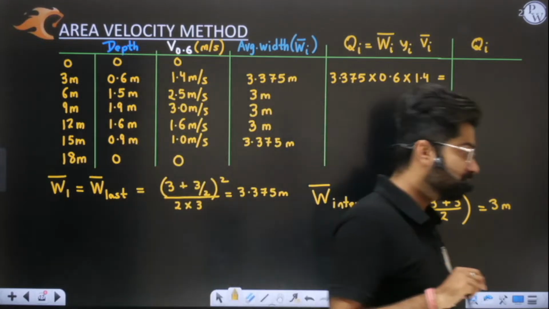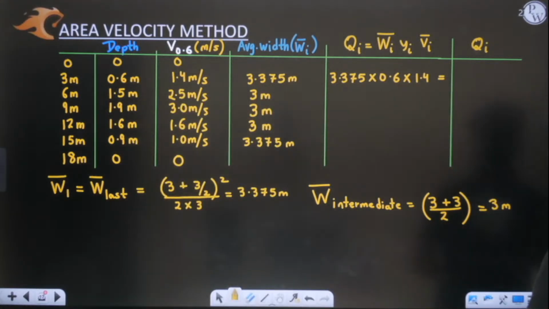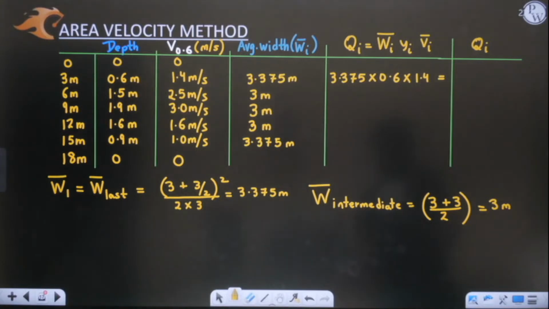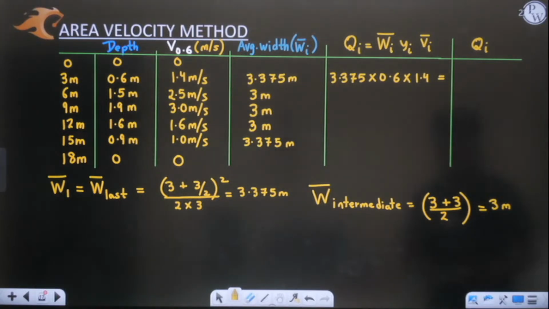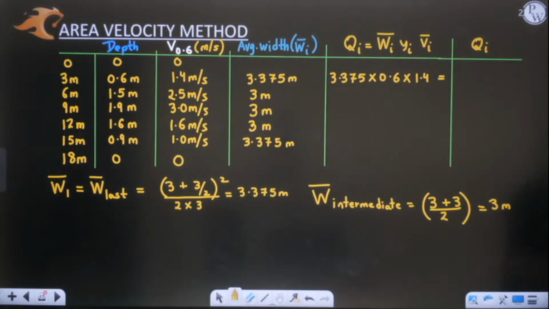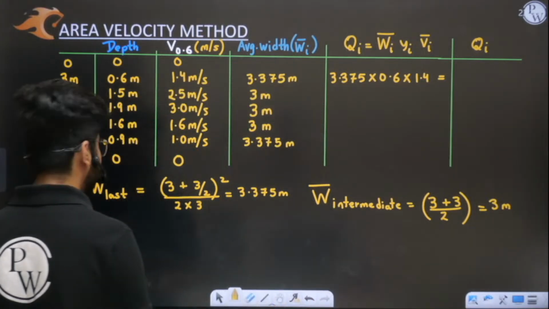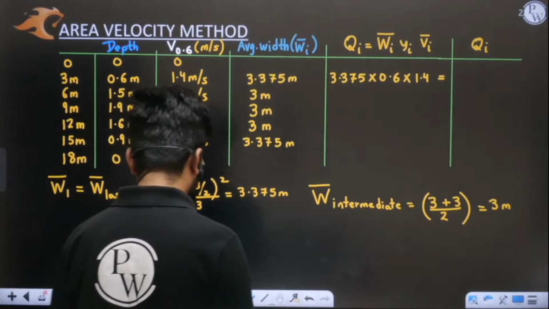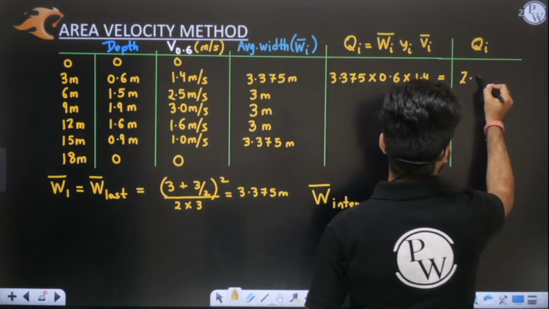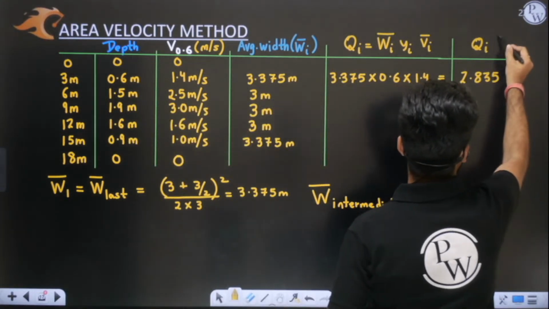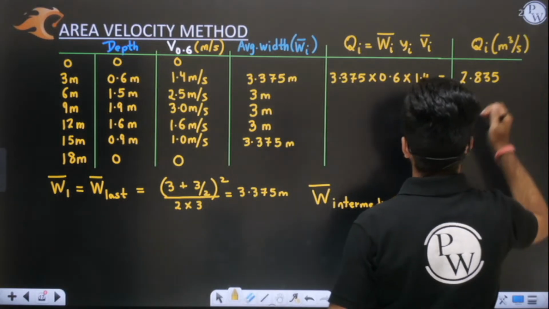Let me use my calculator. So the discharge in the first segment will be 3.375 into 0.6 into 1.4. I will get it as 2.835, obviously in meter cube per second. So this is your first segment discharge.